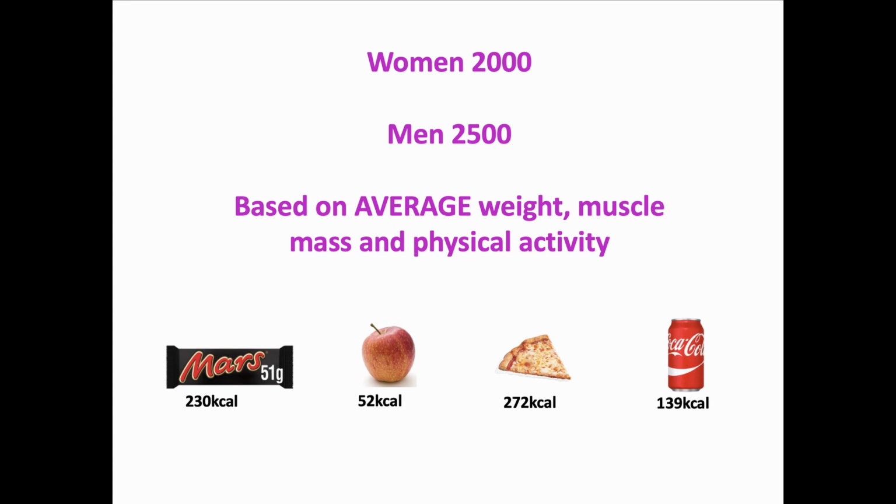Putting all of this into a real life context, what we find is that a 51 gram Mars bar contains 230 calories, a standard 100 gram apple has 52 calories, a simple slice of pizza has 272 calories, and a can of Coke has 139 calories.